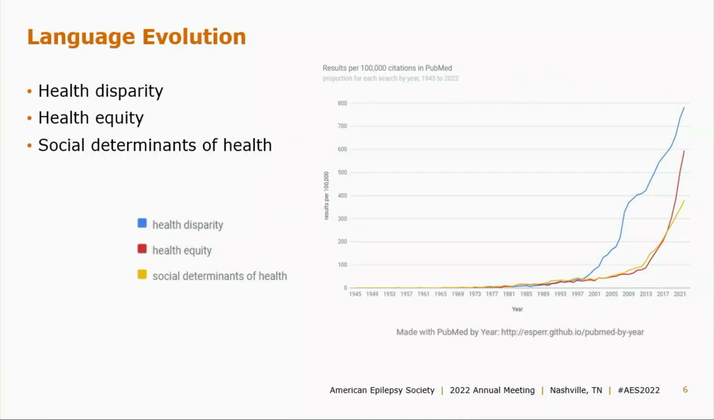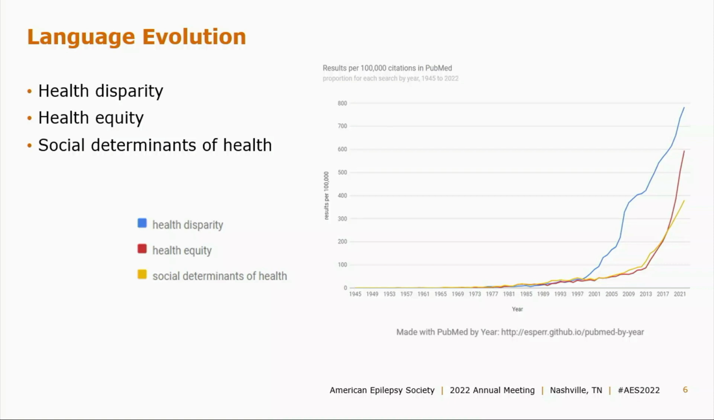Similarly, there's been some evolution in the language that we use to describe this area. If we look at PubMed citations as a proxy for how our language has evolved over time, we have on the x-axis years, I know it's small, from 1945 to 2022, and on the y-axis results per 100,000 citations in PubMed for health disparity in blue, health equity in red, and social determinants of health in yellow.